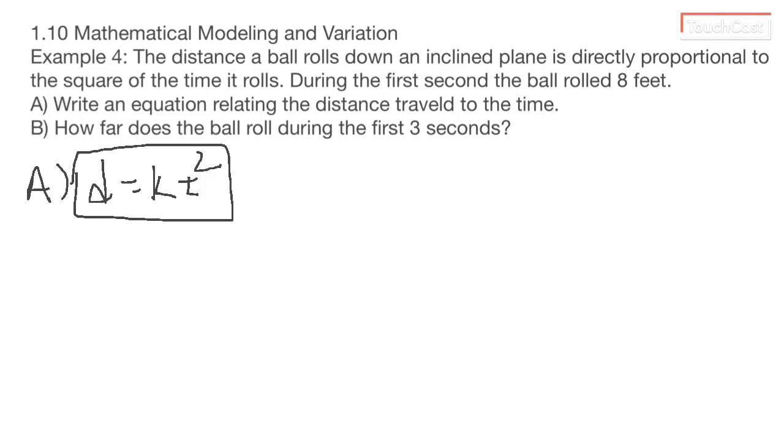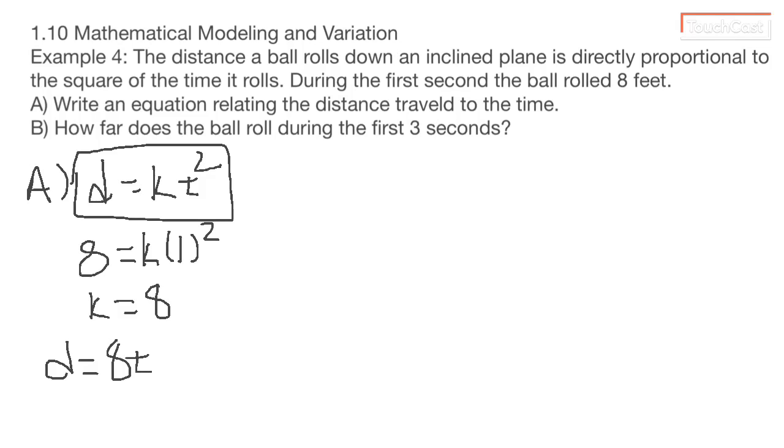There is some other information we know. We do know that it traveled 8 feet, so d is going to equal 8 in the first second. So let's let t equal 1. 1 squared is 1, and if we divide both sides by 1, we're going to find that k is equal to 8. So we're going to take this 8 and put it into our equation. So our equation for this situation is d is equal to 8t squared. That is our answer for part A.